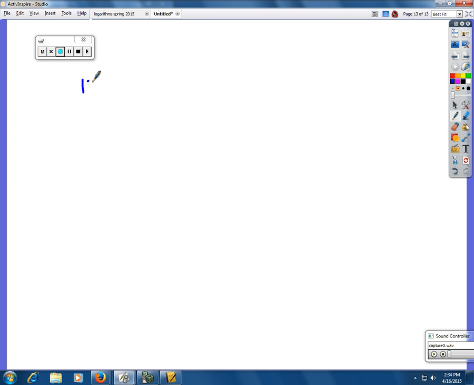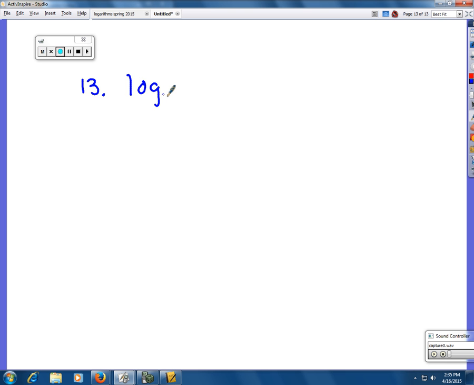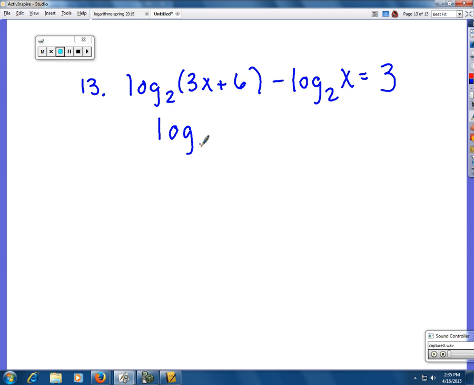Number 13, you have log base 2 of (3x plus 6) minus log base 2 of x equals 3. So I'm solving for x. I need to go back to my foldable to page 3. The first step says to condense. On this side I'm fine, I don't have any logs, but I have 2 logs on this side. So I have to condense that down to 1 using the quotient property. So I have log base 2 of (3x plus 6) over x is equal to 3.